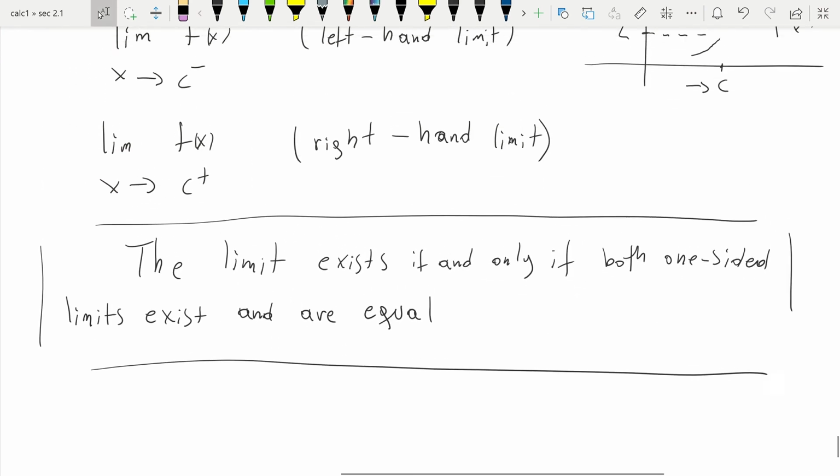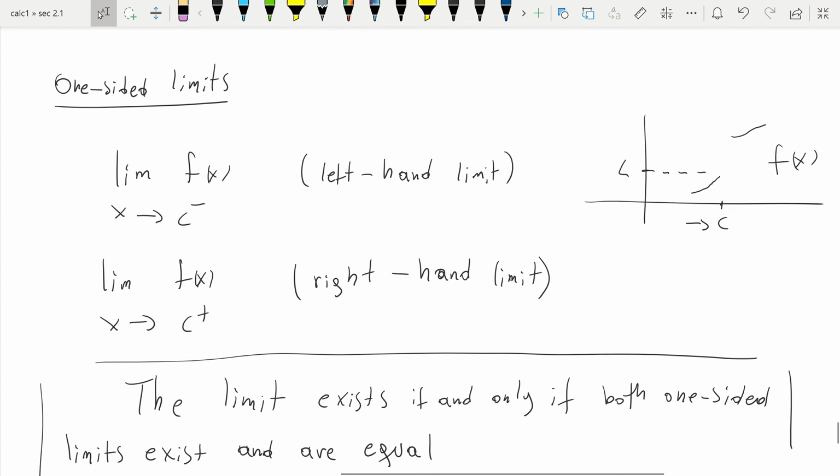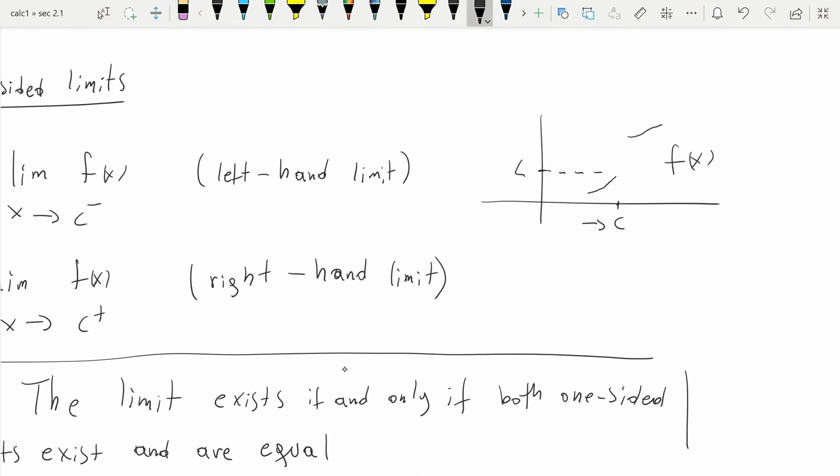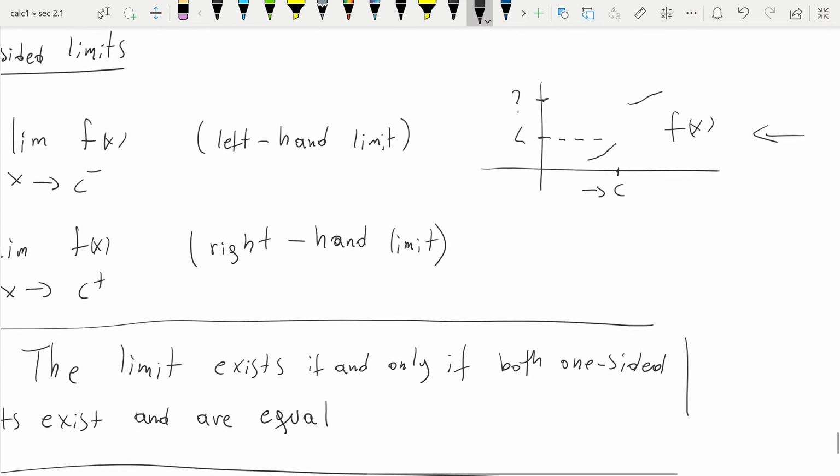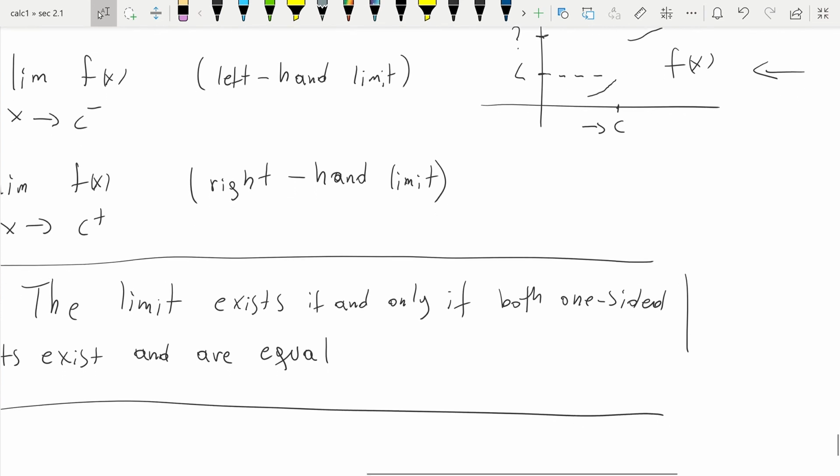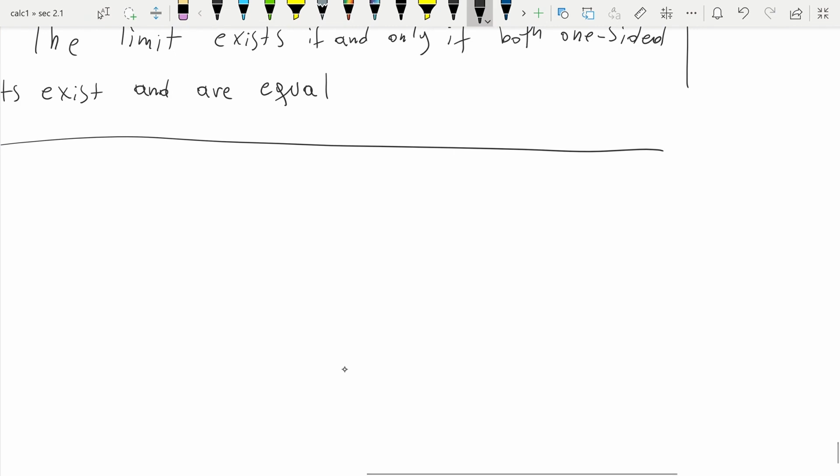Okay, so in this graph, for instance, you see that f of x is approaching L as x approaches c from the left, and also f of x seems to be approaching a different number up here as x approaches c from the right. But these two numbers, this mystery number here and L, are not the same. But if these two numbers happen to be the same, then it would look something like this.